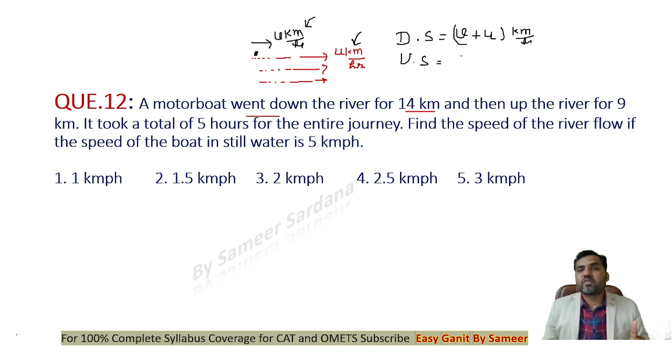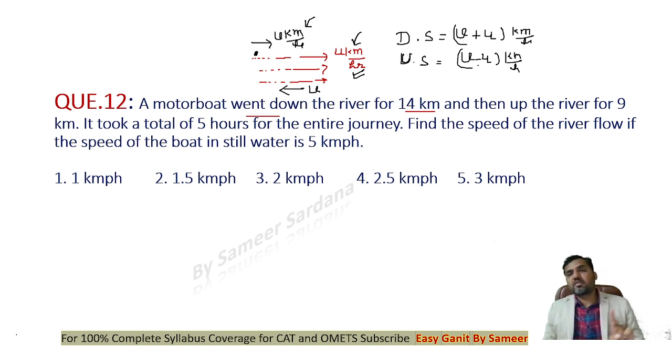Upstream speed will be equal to v minus u kilometer per hour when you are running against the direction of the stream, because you travel at a speed of v, and water is going in this direction. So in upstream speed, the stream speed will be subtracted from your speed, that is v minus u kilometer per hour, right? This is the basic concept of upstream and downstream you need to keep in your mind.